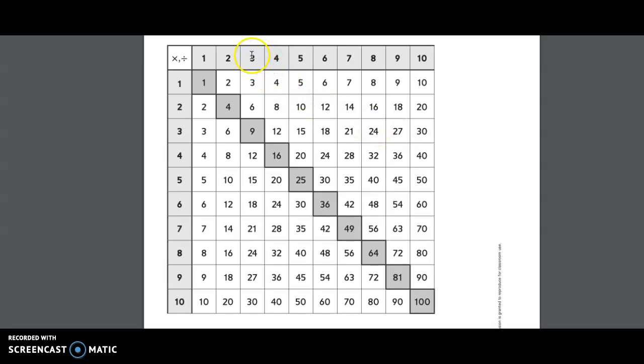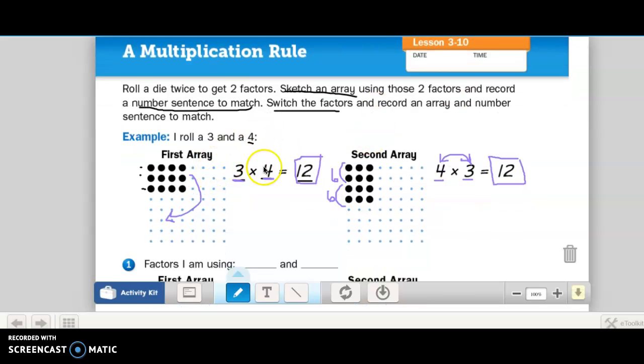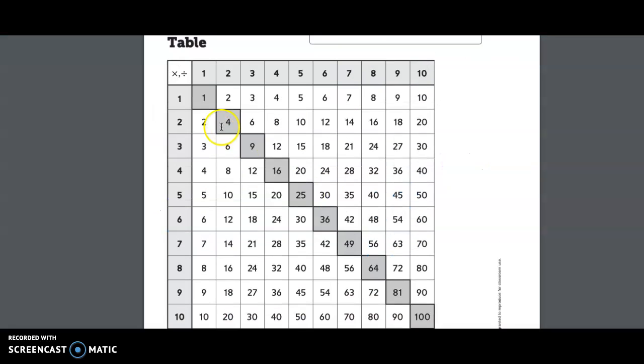But look, if I found 3 here and I went all the way down to 9, it's still 27, because 9 times 3 equals 27 and 3 times 9 equals 27. That is called the turnaround rule. When we have 2 numbers that can flip-flop, just like we're doing in arrays, 3 times 4 is 12 and 4 times 3 is 12. That's called the turnaround rule. That's why you'll find numbers doubled on here, because it's the turnaround rule.